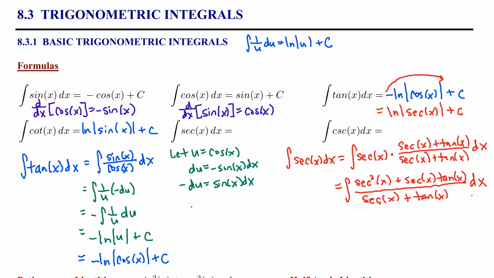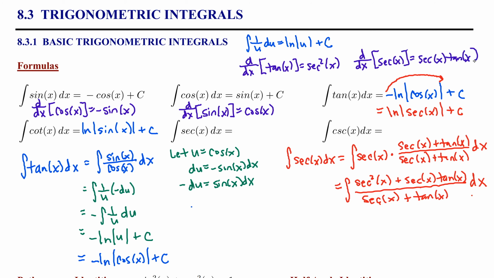Now, do recall that the derivative with respect to x of tangent of x is secant squared of x, and the derivative with respect to x of secant of x is secant of x tangent of x. Those are basic trigonometric derivatives. So what I see here in the numerator is a secant squared term. That's the derivative of tangent. And the second term is secant of x times tangent of x, which is the derivative of secant of x.